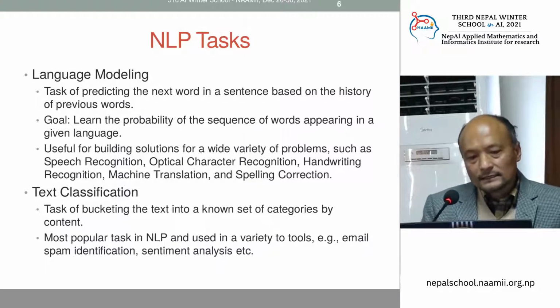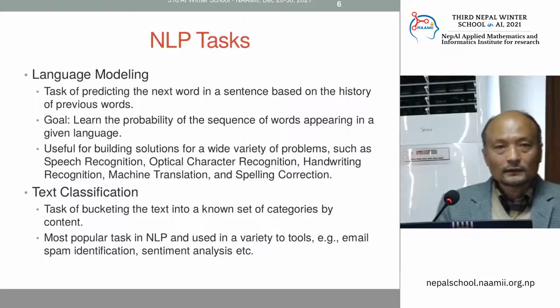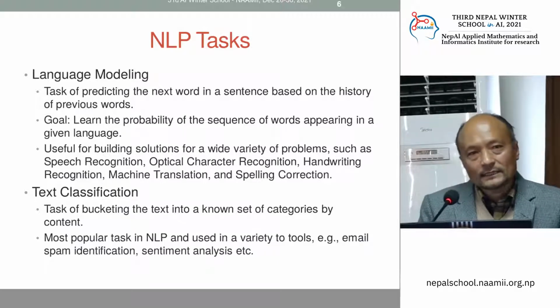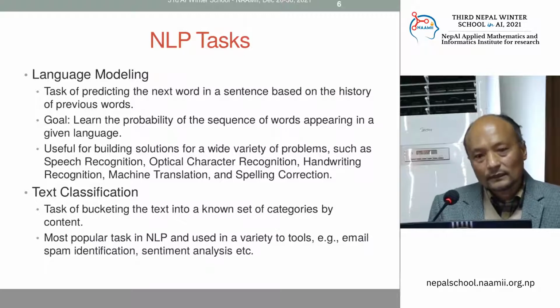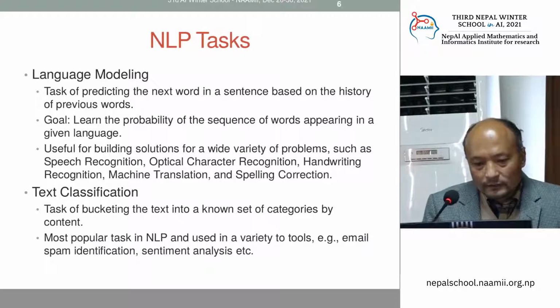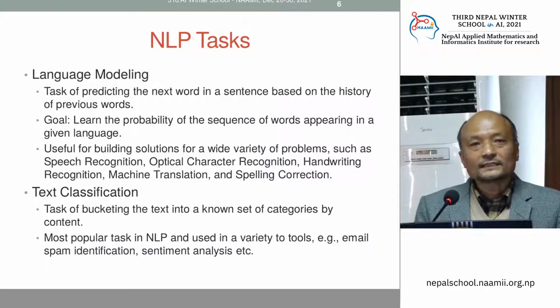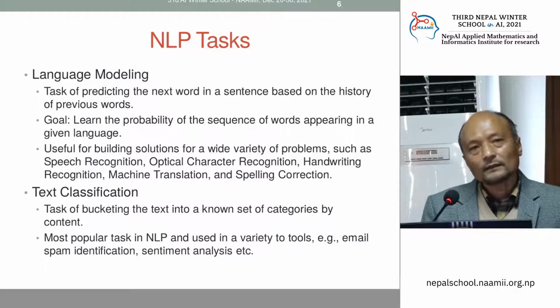Language modeling is one of the tasks of NLP. The other task is text classification. I was talking about spam emails, and spam and ham. That's an example of classification. And then there is also sentiment analysis, which was a boom in the early 2000s. It still is developing.